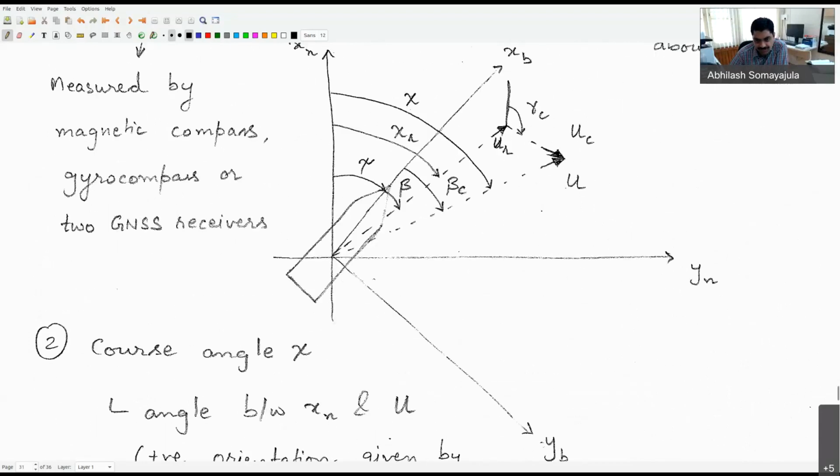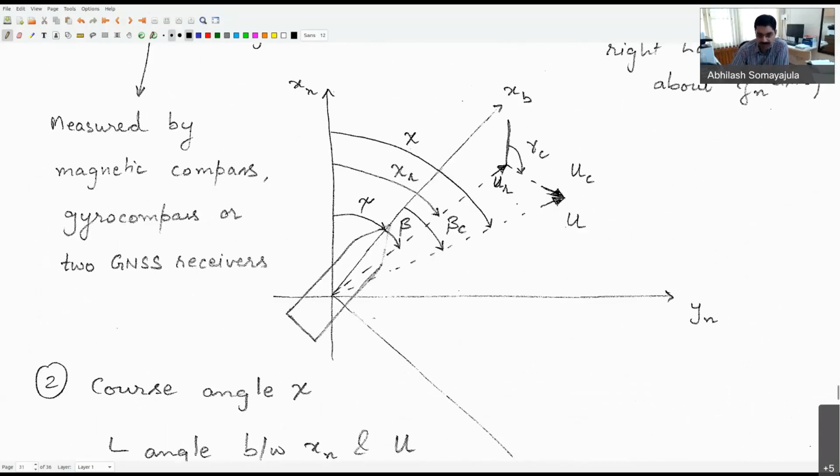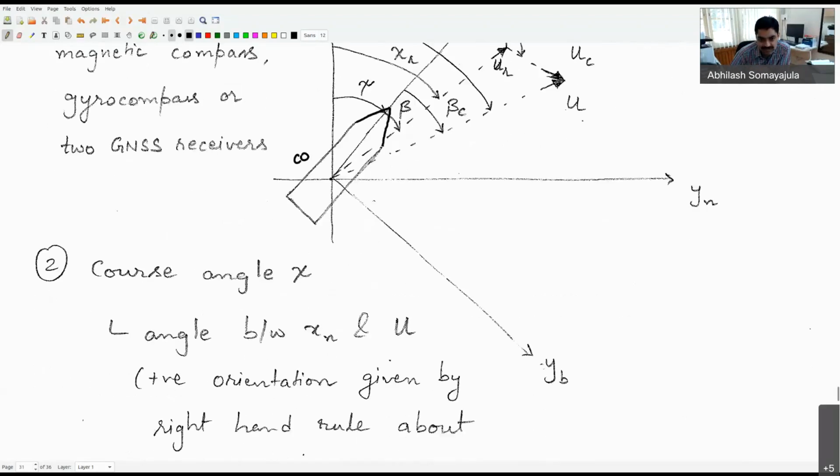So let's consider a ship in the picture as shown here. You see that the ship is oriented this way. The x-axis of the body fixed frame will be pointed in the longitudinal direction. So let us say that we are looking from the origin CO, which is the origin of the body fixed frame. The x-axis is in the positive direction. The y-axis will be in the opposite direction.